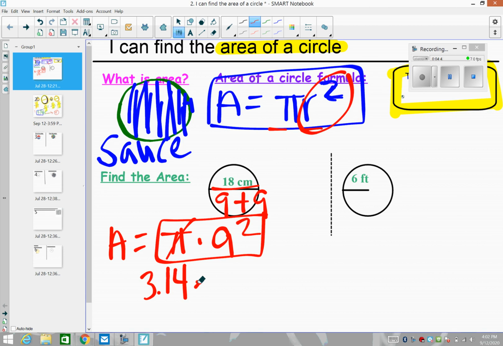So I'm going to type in 3.14. And if you need to pause the video, do it. This is about your learning. Times 9 squared. Boom. So 3.14 times the radius squared.